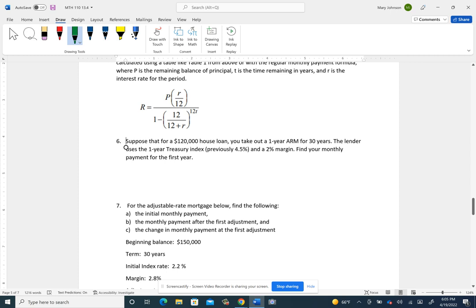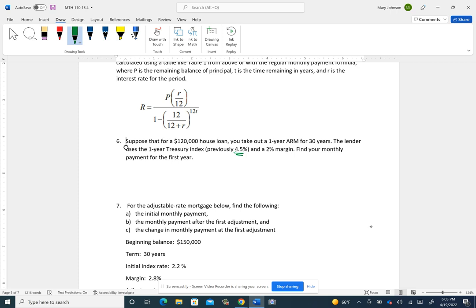All right. So number 6 says that we have a $120,000 loan. We're taking out a 1-year adjustable rate mortgage. The 1 year just means it has the potential of adjusting the interest rate every year for 30 years. The lender is using the Treasury Index, and it says that was 4.5%, and then there's a 2% margin. Your job is to get your monthly payment for the first year.